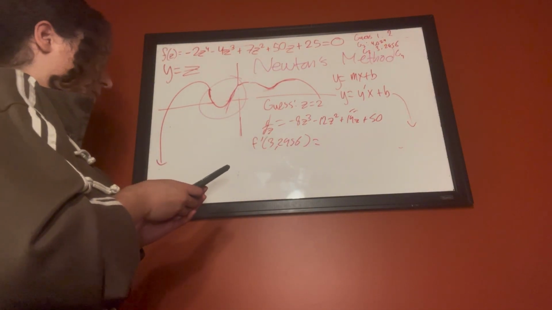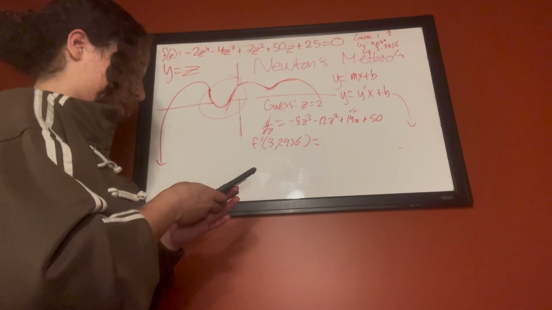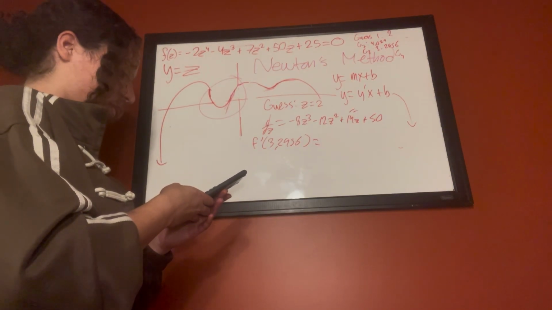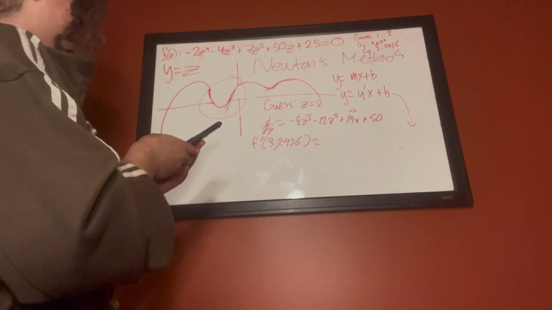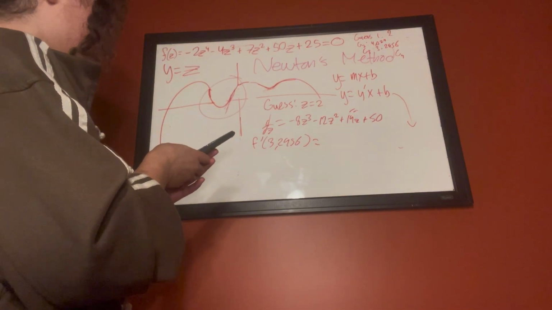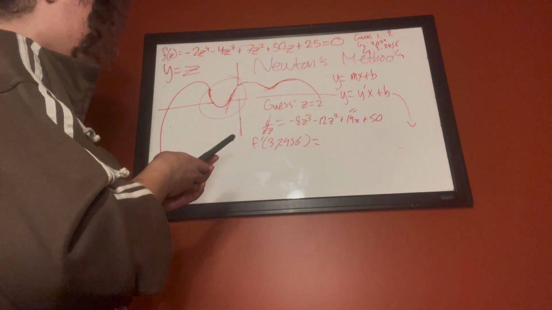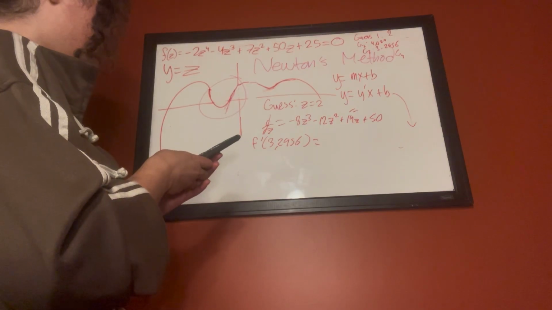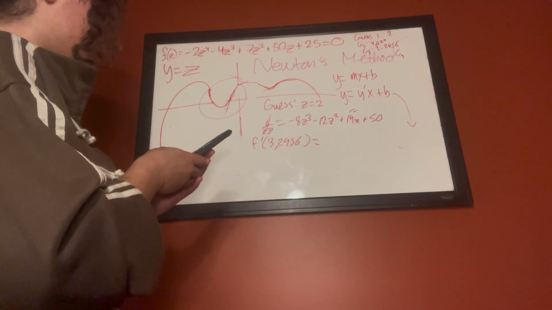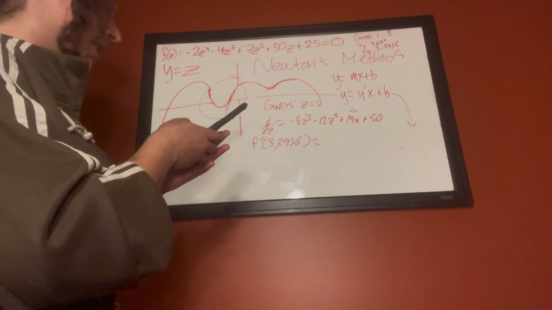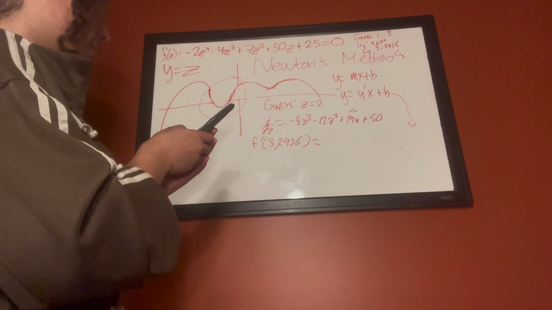So 3.2956 cubed times minus 8 minus 12 times 3.2956 squared plus 14 times 2 point, oh my god, have I been writing 2? It's 3. Yeah, I haven't, okay. Plus 14 times 3.2956 plus 50.